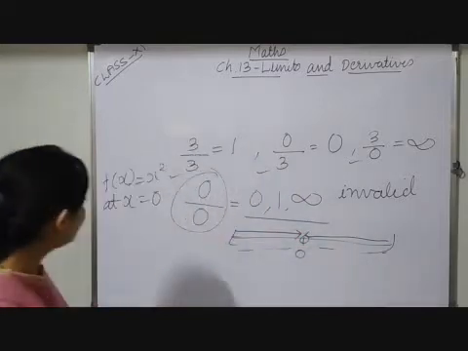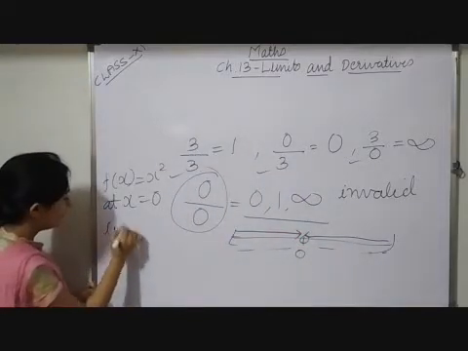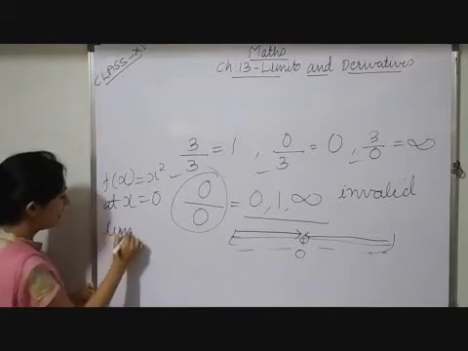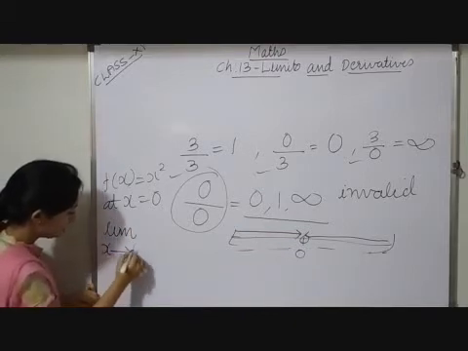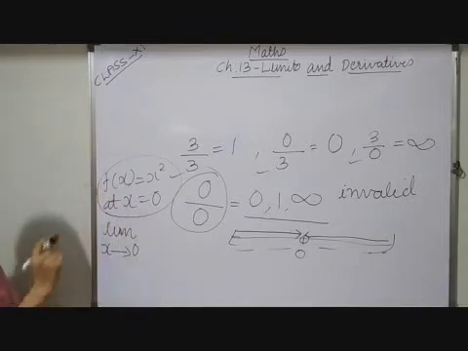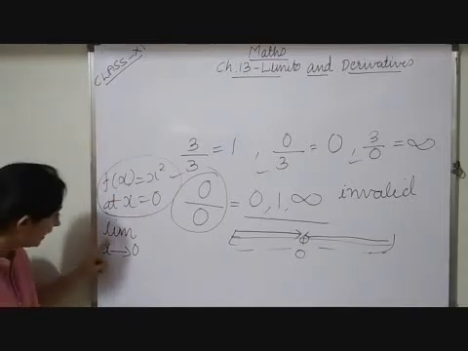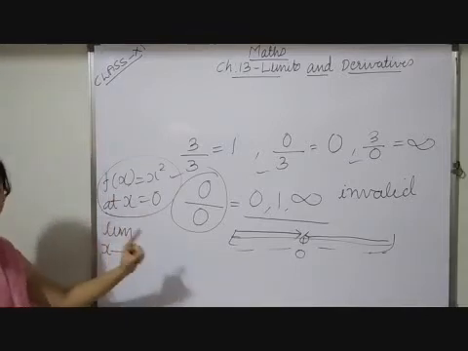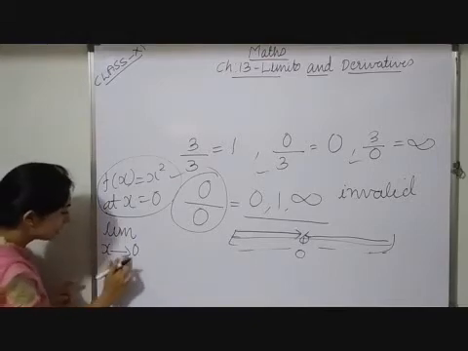So how to write it? How to write this in terms of limit? We can write it as LIM, that is the short form of limit, limit x tends to 0.